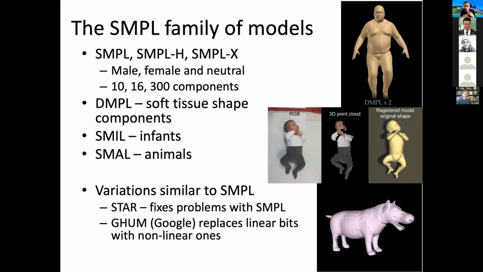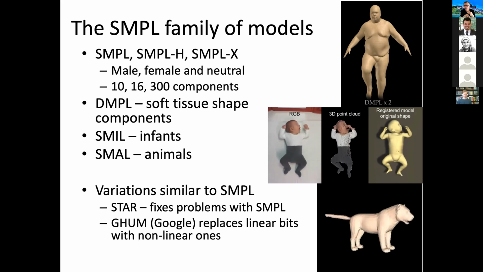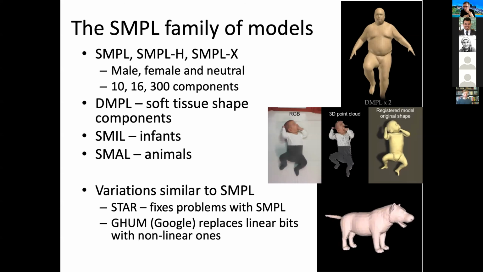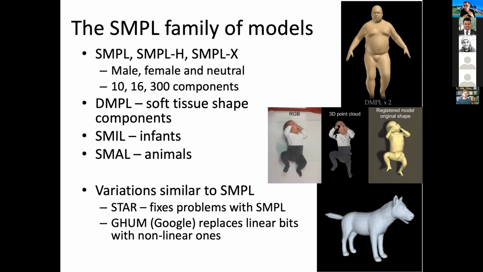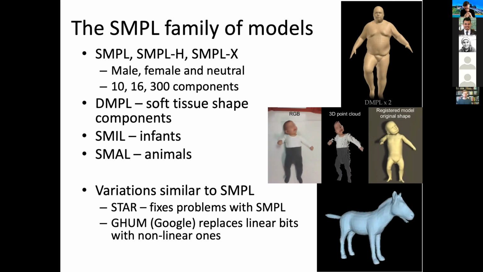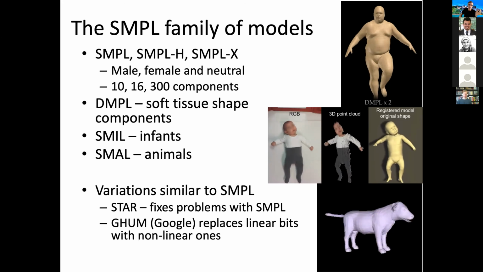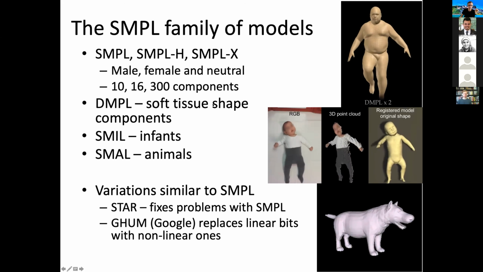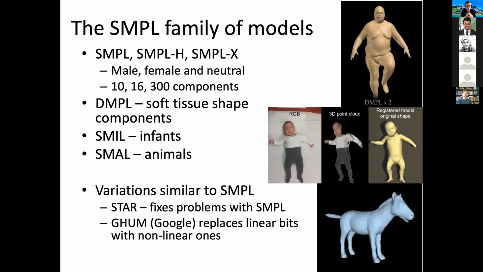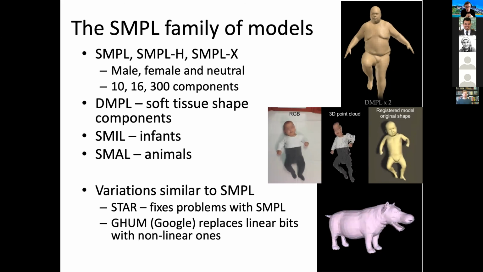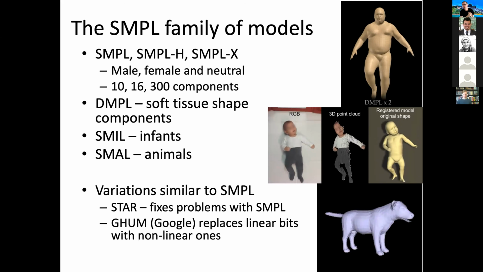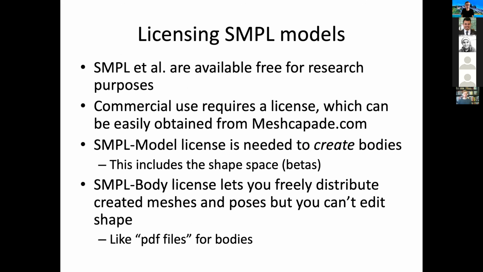We have SMIL, which is an infant model shown in the middle, which is very cute. I love it. And then we have SMAL, which is an animal model, which is based on SMPL as well. It's got a PCA space and pose correctives and all those things. Actually, linear blend skinning, I don't think there's pose correctives. I don't think so. There's a bunch of other things out there now. Following on from this, Ahmed will talk about STAR later, which fixes a bunch of problems with SMPL. Google has a model called GHUM, which is very similar in the design to SMPL, but replaces a lot of these linear bits with nonlinear ones. You can check those out.